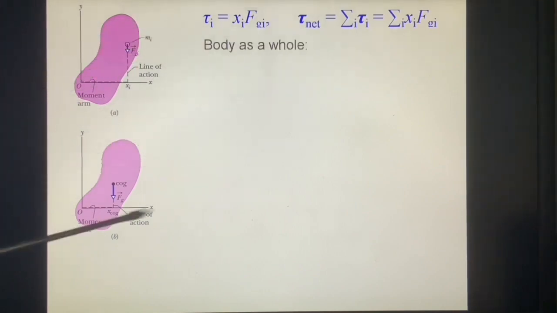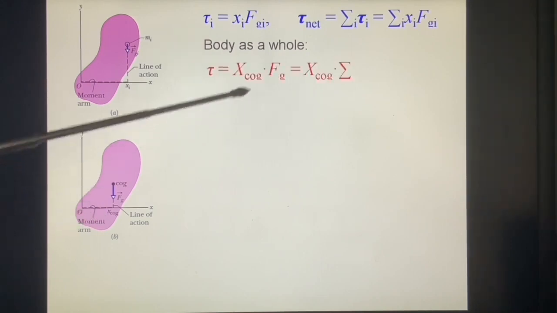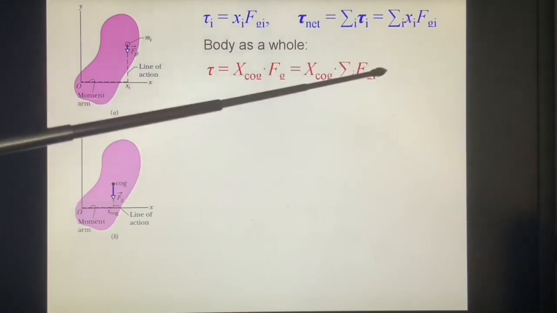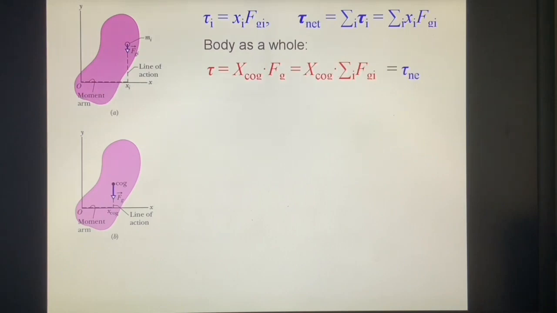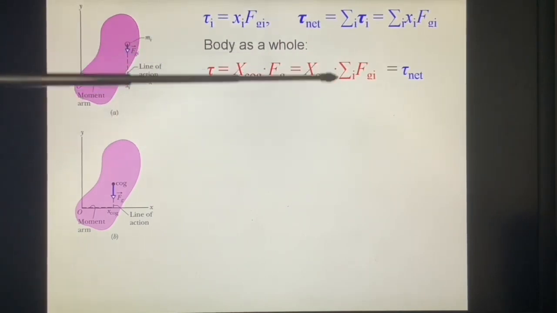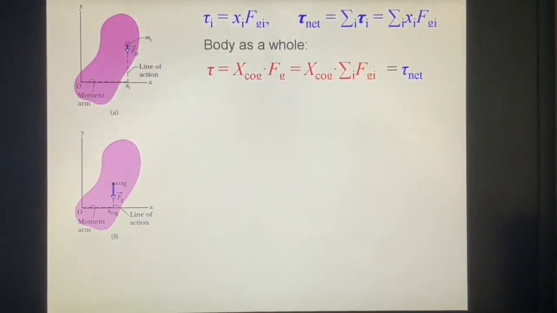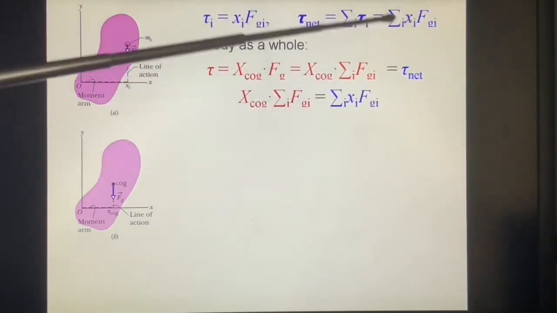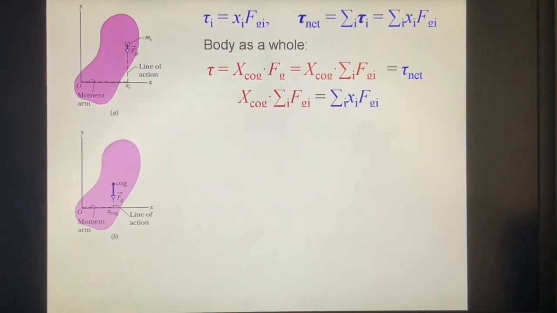Body as a whole, this is the body as a whole. You have a torque τ equal to x_com, this is x_com, times F_g. This F_g is the sum of the F_gi, okay? This is the net torque. They are the same. We look at it from a different point of view, okay? So they should be the same. That x_com times the sum of F_gi equals the sum of x_i F_gi.